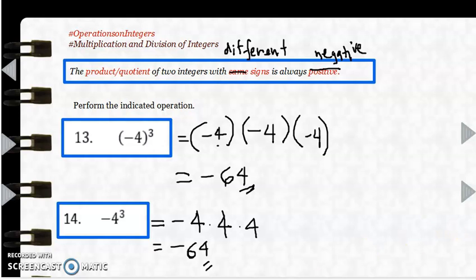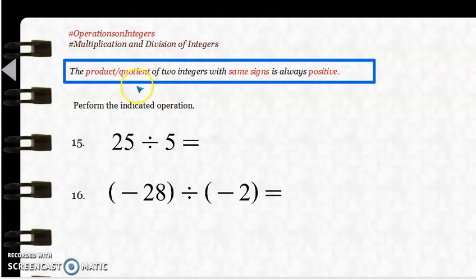And that's it. So this time we are going to divide two integers. As the rule says, if we are going to divide two integers with same signs, the resulting sign will always be positive. So we are to divide 25 by 5. So we know that the two integers have the same signs, wherein they are both positive. Therefore, the quotient is positive. Dividing 25 by 5 will give us positive 5. So we just write 5 there.